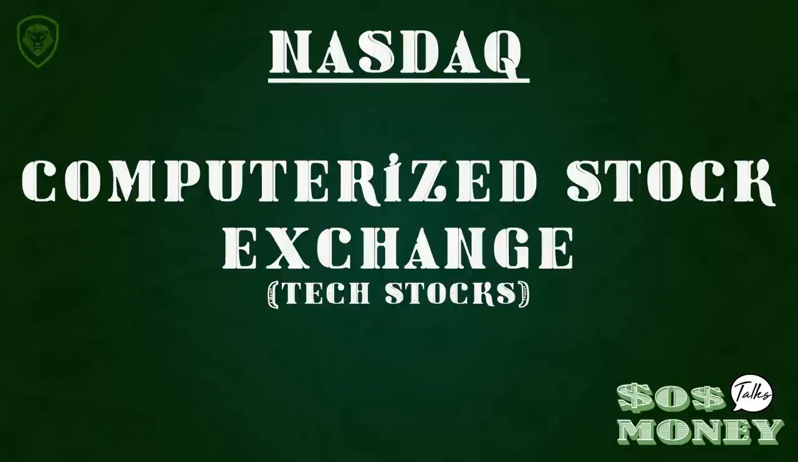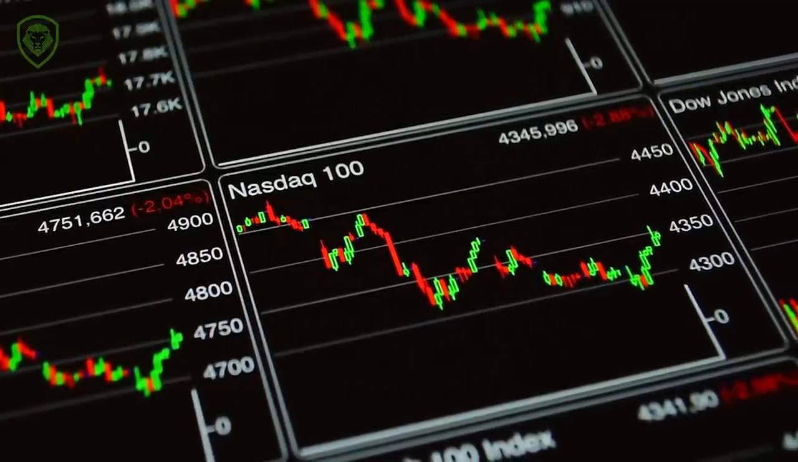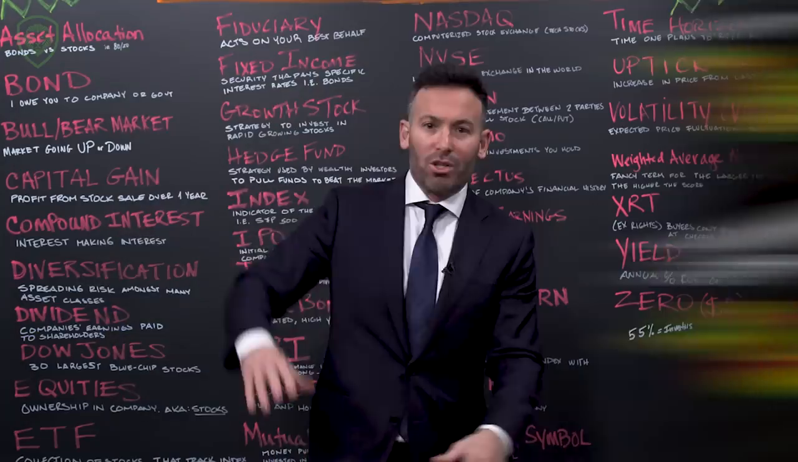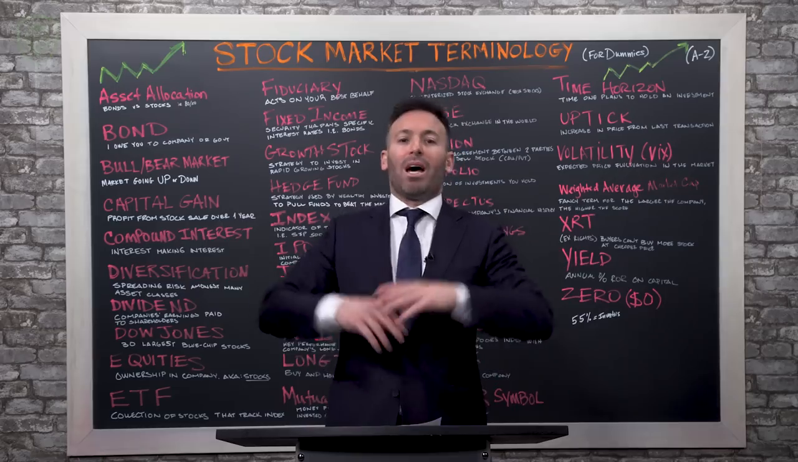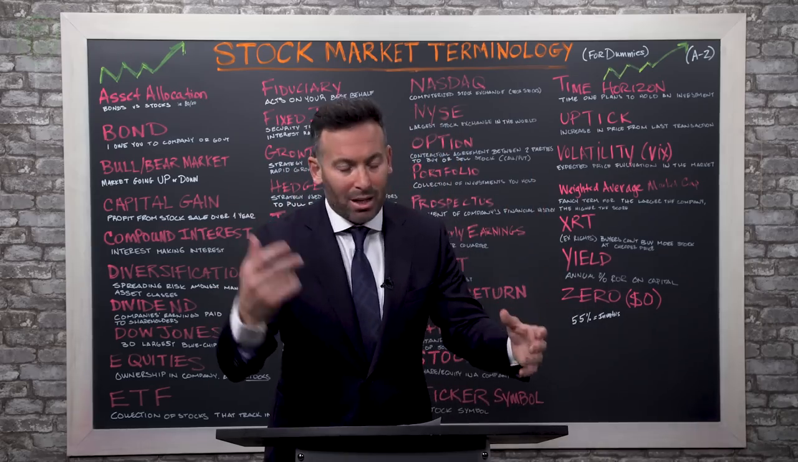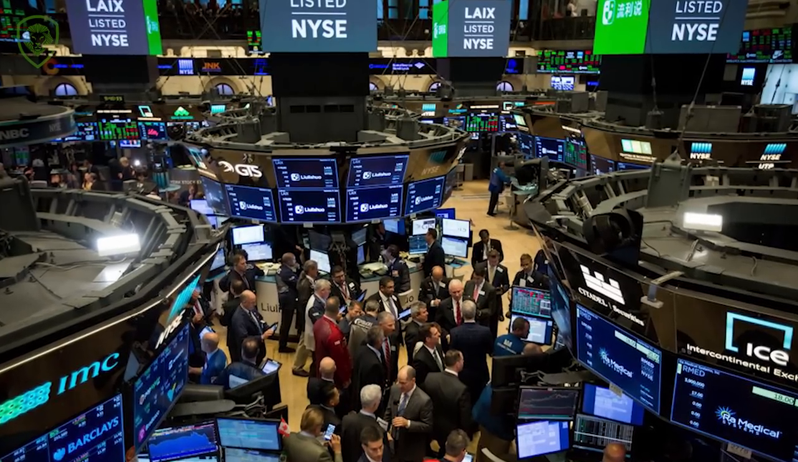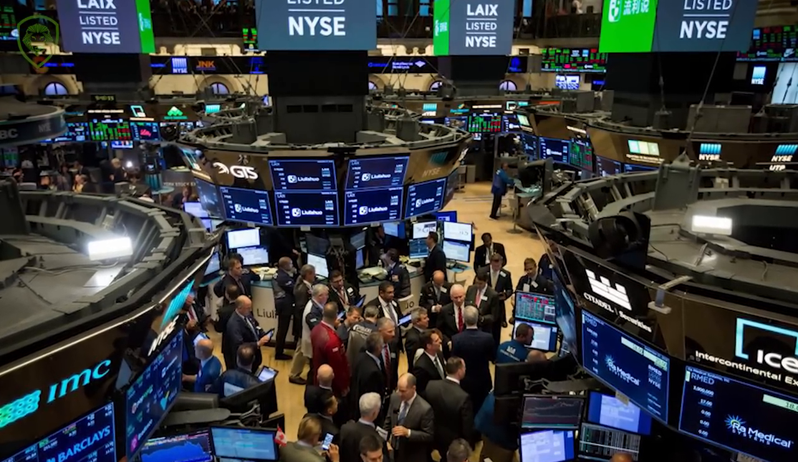Moving right along, you got the NASDAQ. The NASDAQ is a computerized stock exchange, and this is very, very heavily tech-centric. So you got Apple, you got Google, you got Microsoft, you got types of companies like this that are all on the NASDAQ. These are tech companies. Moving right along, you got the NYSE, the New York Stock Exchange. This is the largest stock exchange in the world. Read up if you don't know about the New York Stock Exchange.